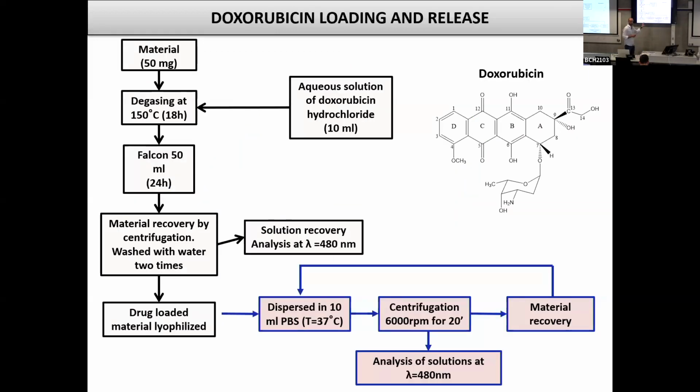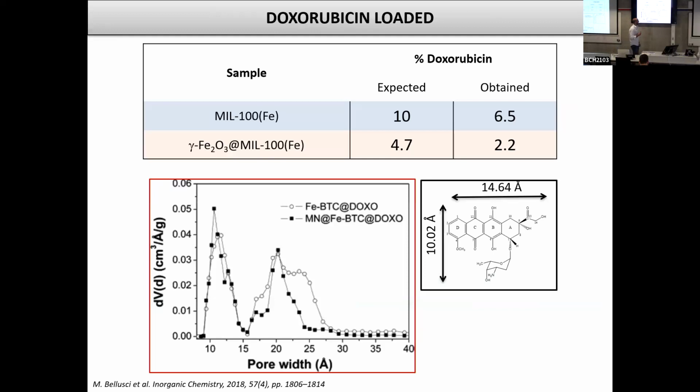And we tried to load a drug. This is an anti-tumoral drug used for many kinds of cancer. However, these drugs have an important toxicity, that is cardiotoxicity, so the inclusion of this drug inside a drug delivery system could limit this kind of problem. We performed drug loading after the synthesis of the material. However, we obtained low loading of drug, with only 6.5% for MIL-100 and 2.2% for the composite.